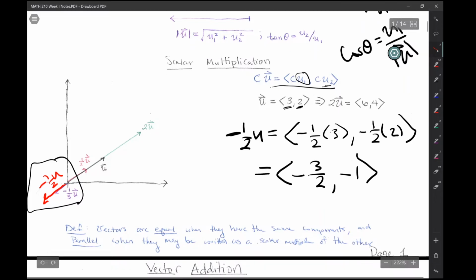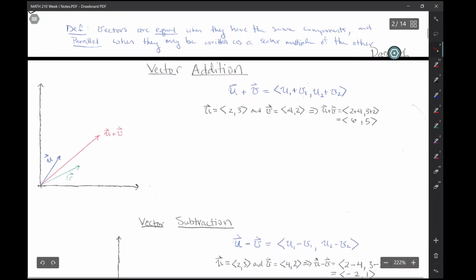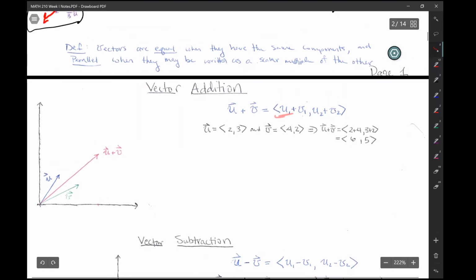Another operation we could carry out on vectors is vector addition. Okay? And here's how we define it. If you have a vector u and a vector v, and u has the x component u1 and v has the x component v1, and u has the y component u2 and v has the y component v2, well, adding these two vectors gives you another vector, the vector u plus v, where you took the x components and added them together and the y components and added them together.